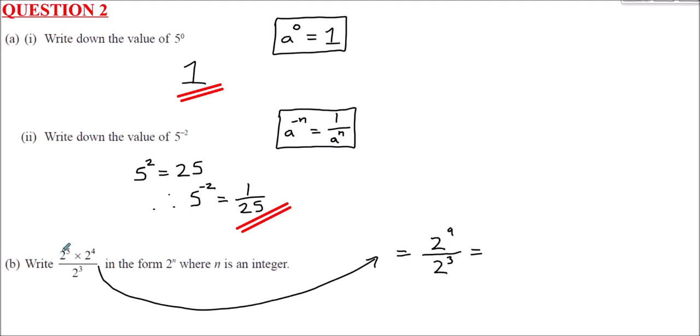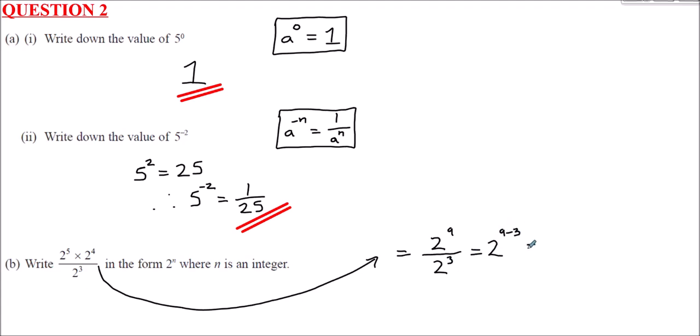When we're multiplying, we add the powers together. Opposite of multiplying is dividing. So when we're dividing with powers, we do the opposite thing, which is to say that we're going to subtract 1 power from the other. So as an overall power of 2, we're going to have 2 to the power of 9 take away that power of 3.